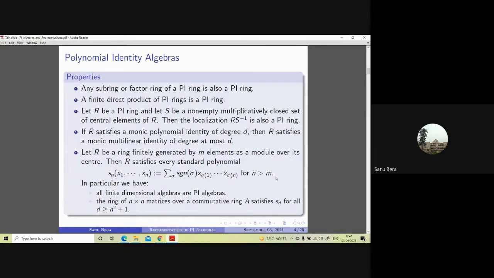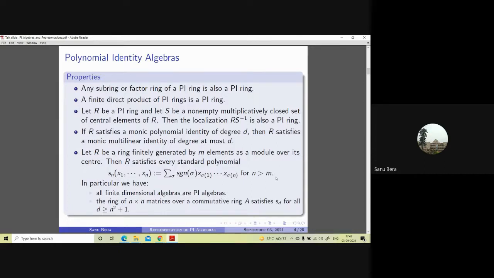This is multilinear and also alternating, meaning if we replace xi by xj, then Sn vanishes identically. So if we take S m plus 1, then R satisfies S m plus 1 because of multilinearity, and also because it is finitely generated by m elements.